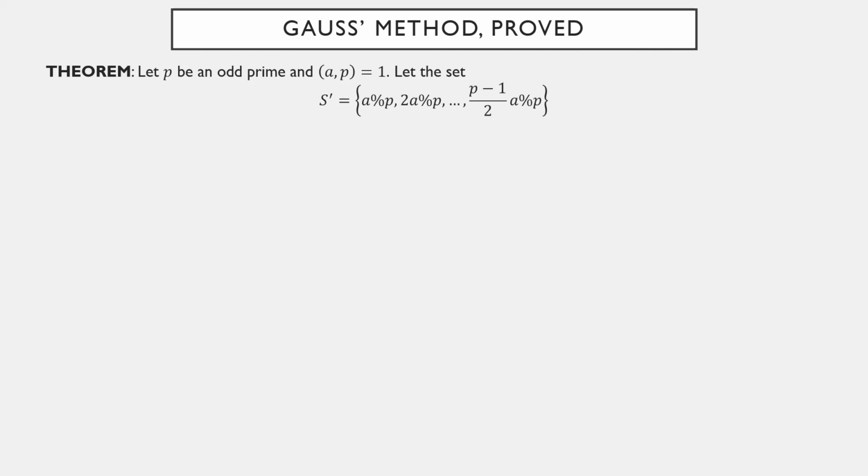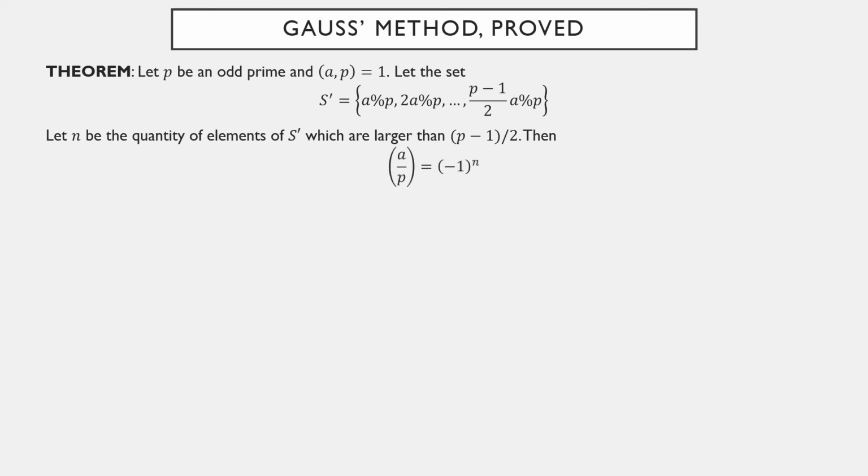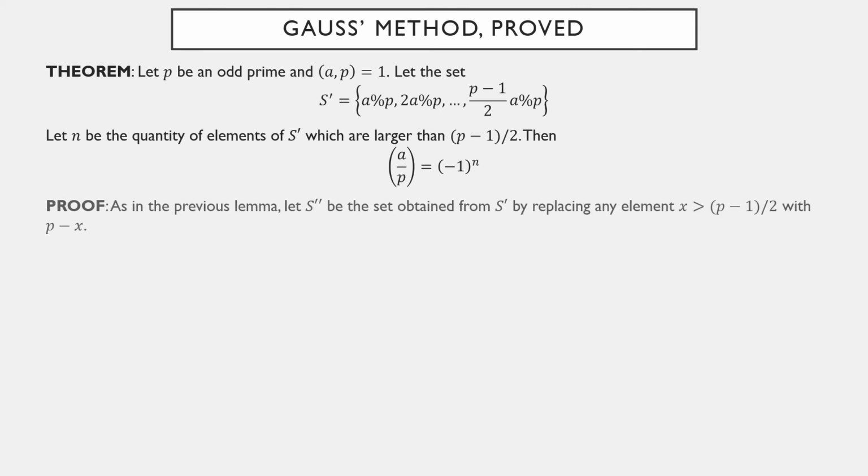Now we can finally actually prove Gauss's method works. So let p be an odd prime, let a be relatively prime to it, let S be the set of remainders, let n be how many of them are larger than (p-1)/2, then we claim the Legendre symbol can be computed as (-1)^n. This is equivalent to our formulation earlier.